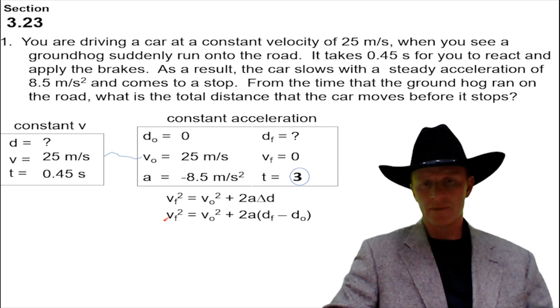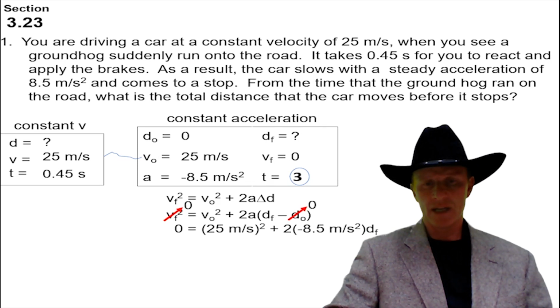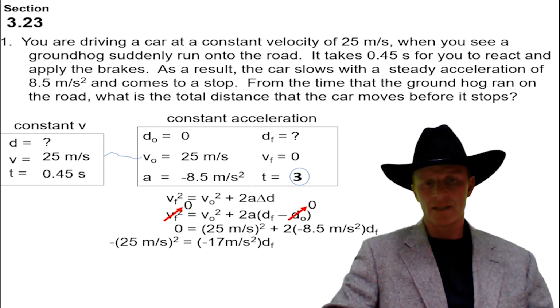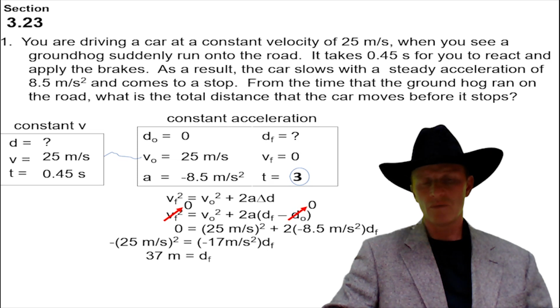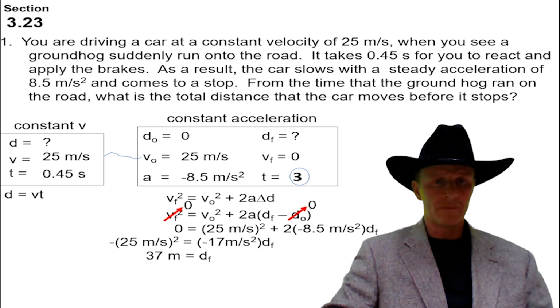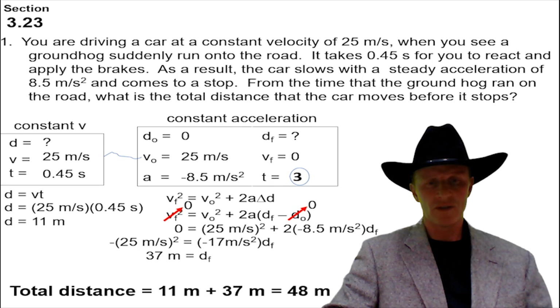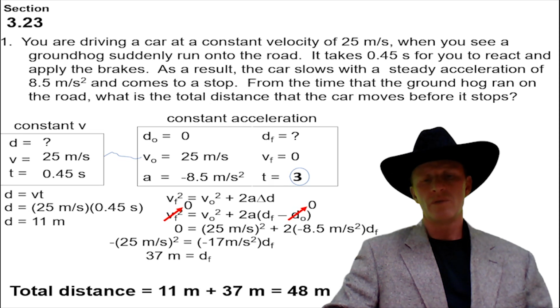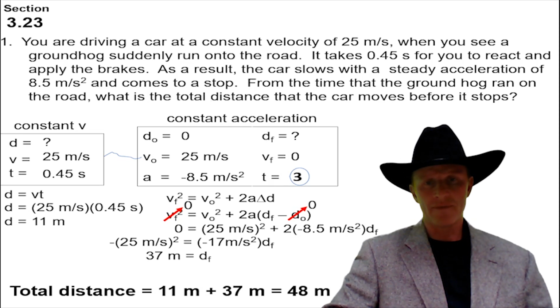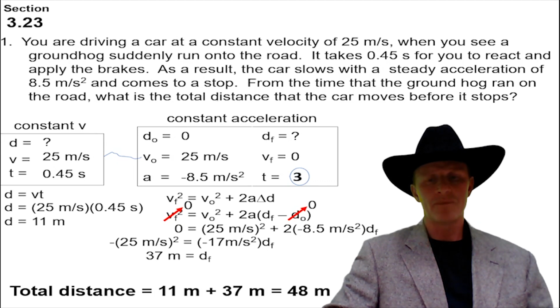Using equation 3, throw all the data in there, have a couple zeros, so minus 25 squared from both sides. We have a negative 625 divided by negative 17, which should work out to be a positive 37. Working the little box, we have D equals VT, and all we're doing is multiplying those two, we get 11. So together the total distance would be 48 meters traveled from the time the groundhog jumped onto the road until we reacted and came to a stop.